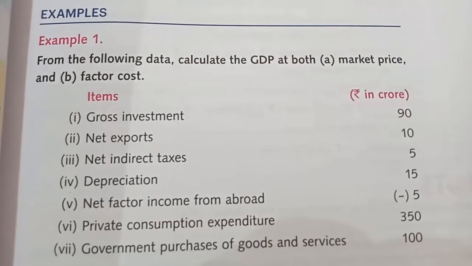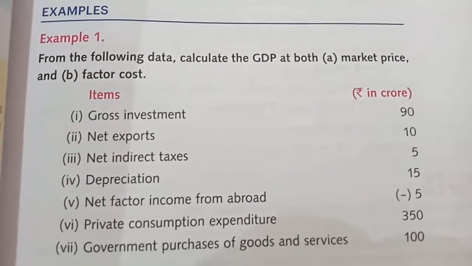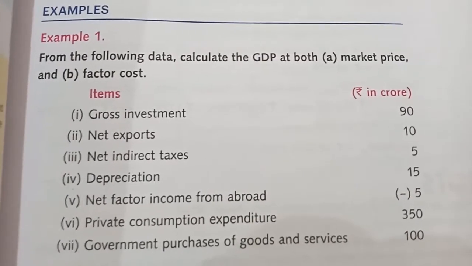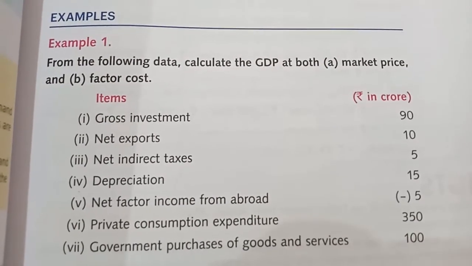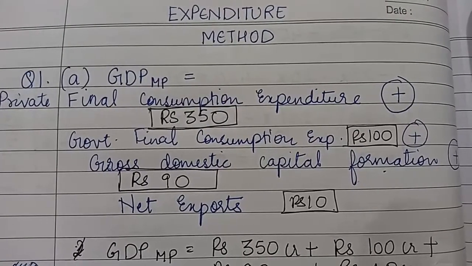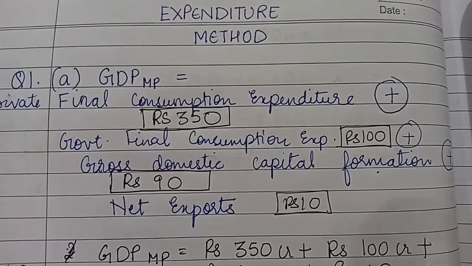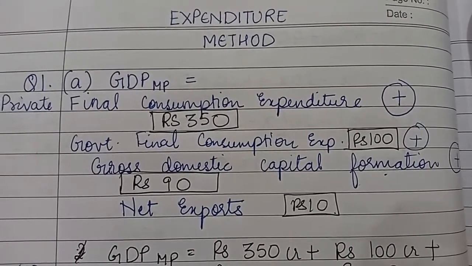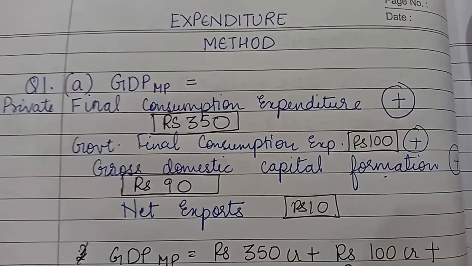Now to calculate GDP at market price we have to know the formula. So what is the formula to calculate GDP at market price? The formula is private final consumption expenditure plus government final consumption expenditure plus gross domestic capital formation plus net exports.